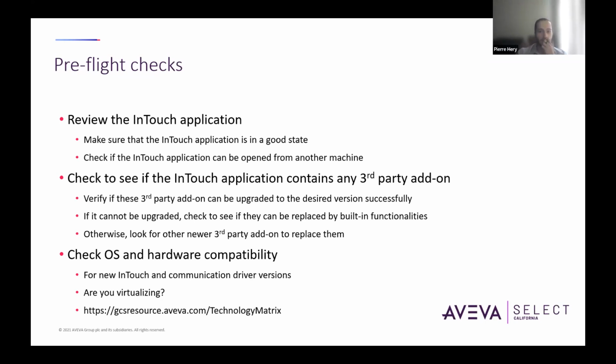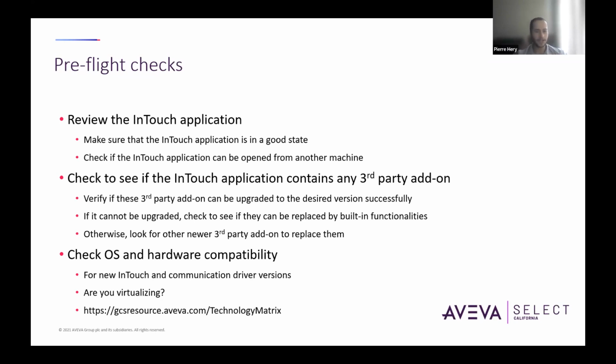So first and foremost, I would say you want to review your InTouch application to make sure that it's in a good state. If you have things like missing data points, broken HMI screens, malfunctioning alarms, it's probably a good idea to rectify those issues before you upgrade, because upgrading your application isn't necessarily going to fix them. You're just going to duplicate or even magnify the problems in the new software. And along with this, I would also test to make sure that the InTouch application can be opened on another machine to make sure that it's not corrupted or anything.